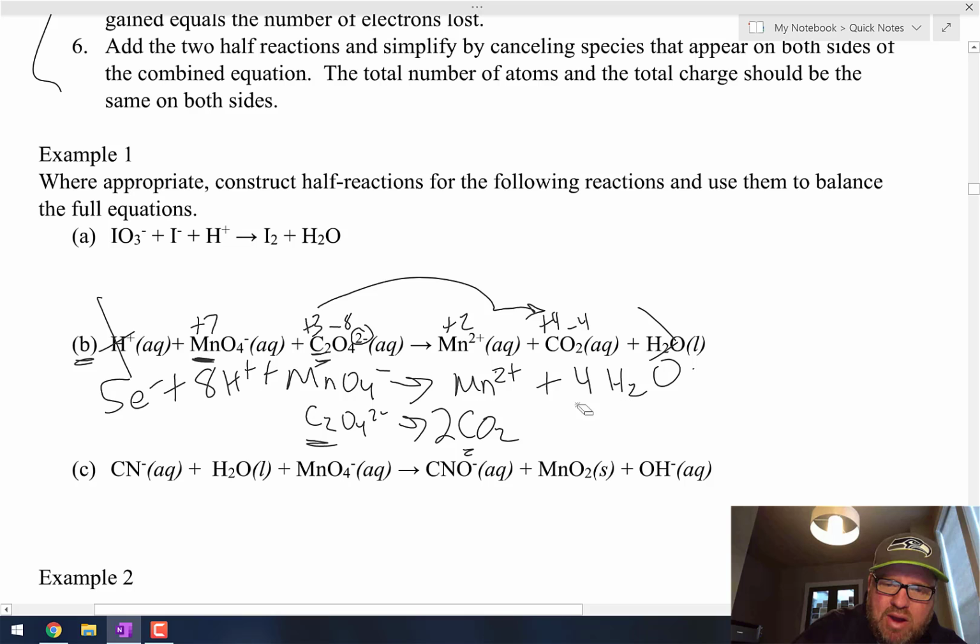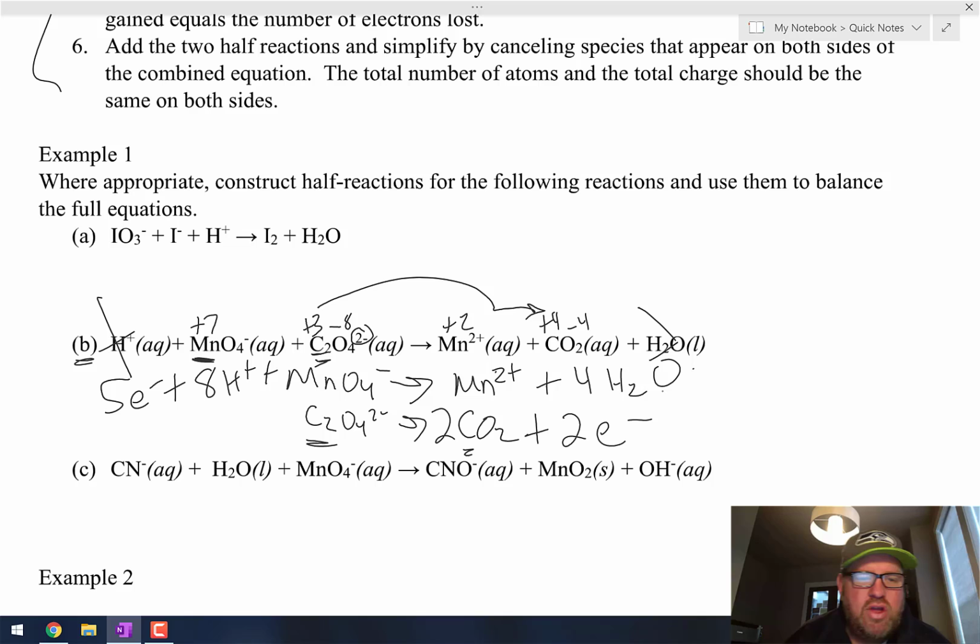And then on the bottom one, I see a -2 on the left-hand side and nothing on the right-hand side. So to make them the same, I'm going to put 2 electrons on that side. So now notice my 2 equations, and it has to be this way, where one equation has the electrons on the reactant side. That's the reduction process, which again, we already knew. And one of them has the electrons on the product side, which is the oxidation process.